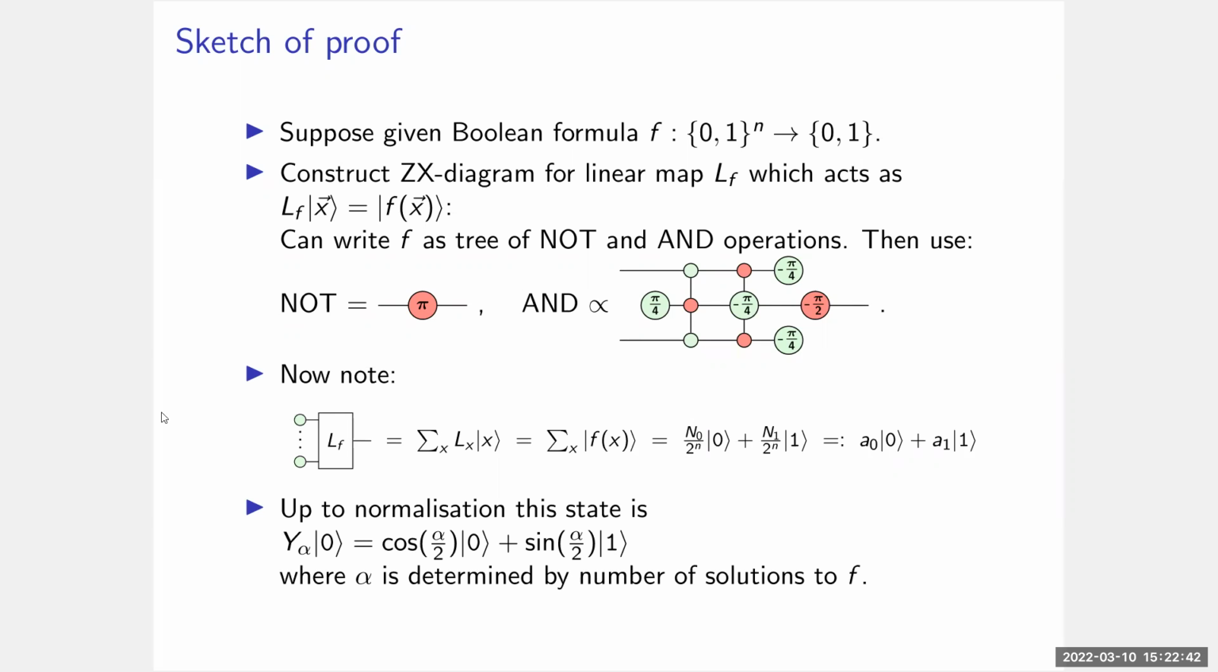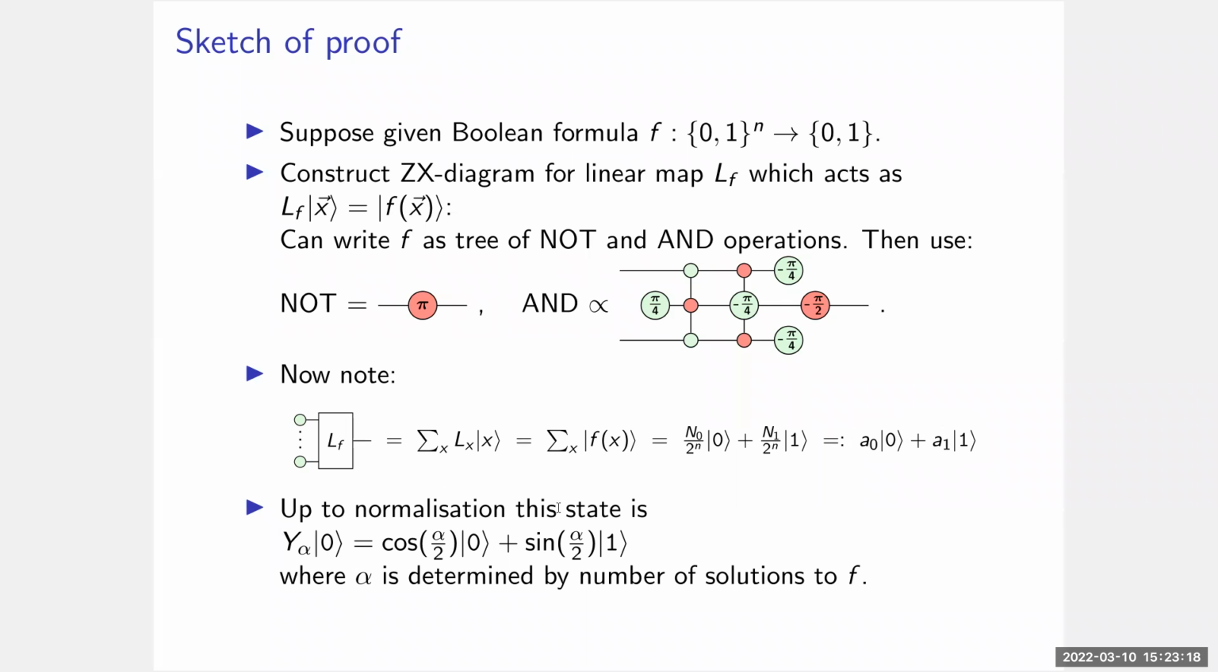And now there's an interesting thing to note, which is that if we take this diagram L_f and we input Z spiders, so these are plus states, then we really get a sum over all possible computational basis states, which means that we're counting the number of solutions. Because we get a 0 out if the input gives 0, and we get a 1 out if the output is 1. So here we get a superposition of 0 and 1, which is counting how many solutions we have. So the amplitude of 1 is measuring the proportion of solutions.